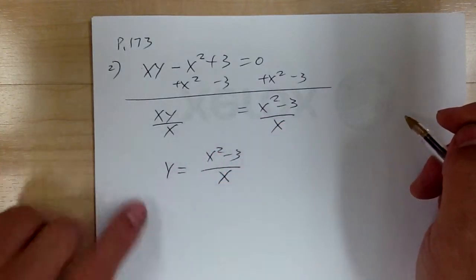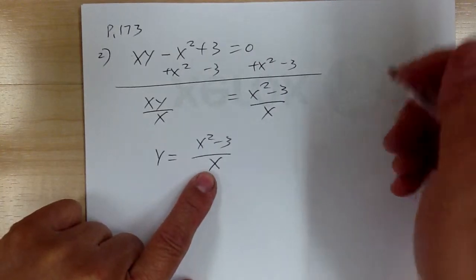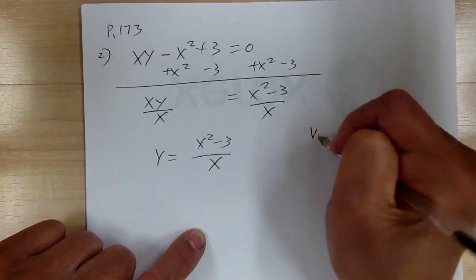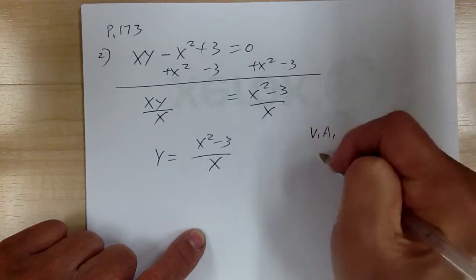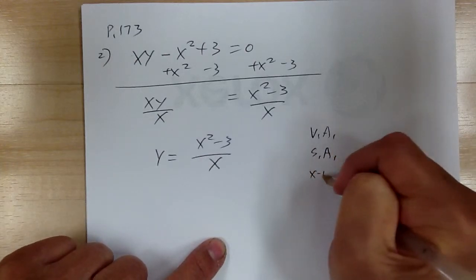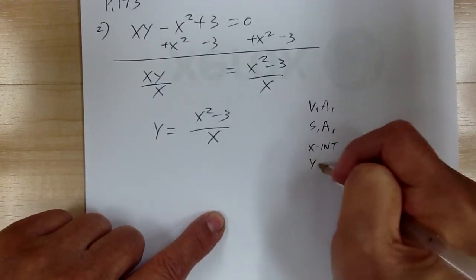Okay, so you need to have 3 different forms. So this is one of the forms. And the information that you need would be, first you need to have a vertical asymptote. And in this case, it's going to be slant asymptote. And you're going to have an x-intercept. And you're going to need to have y-intercept.